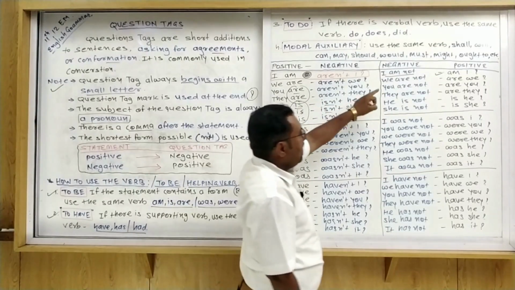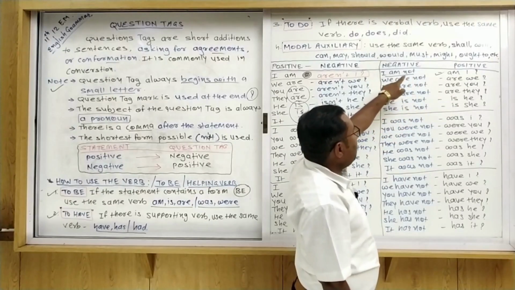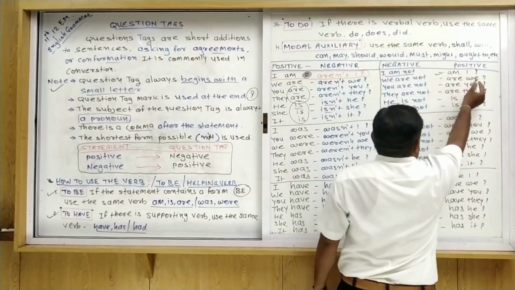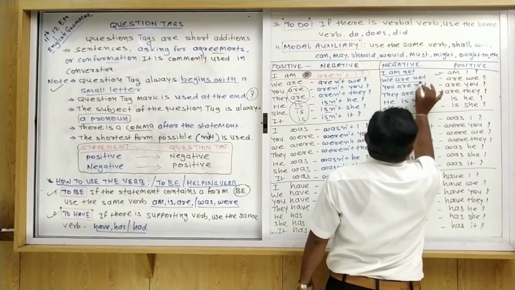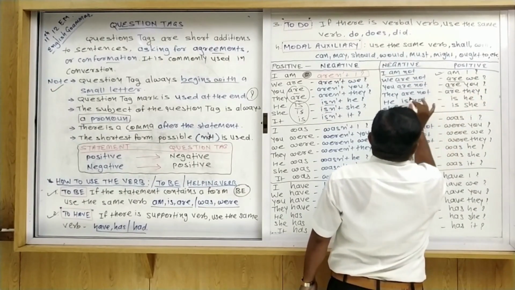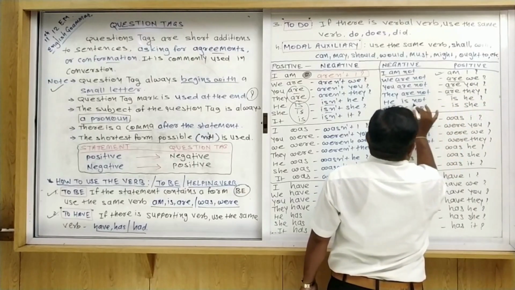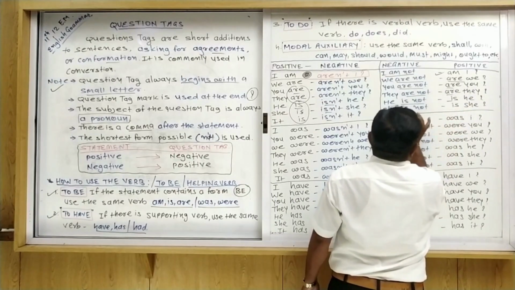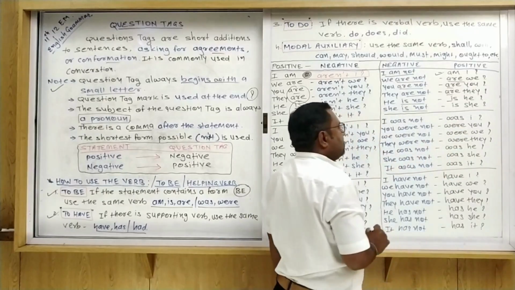Same thing in negative into positive. I am not, so am I? We are not, are we? You are not, are you? They are not, are they? He is not, is he? She is not, is she?